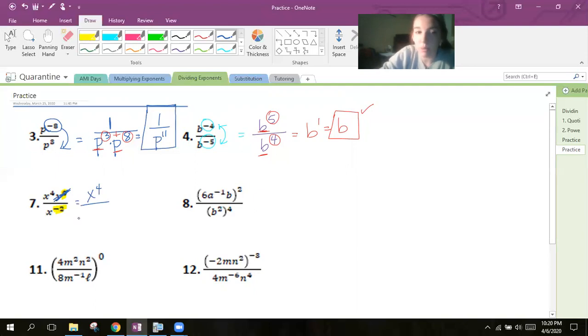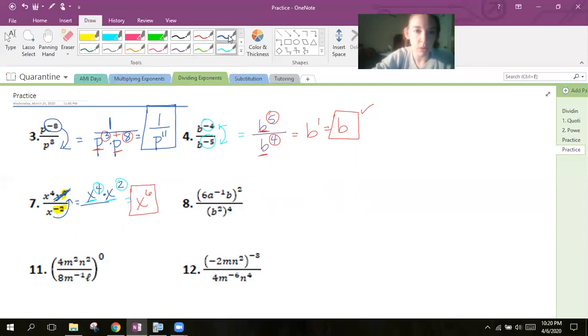Since it's a negative exponent, we're just going to move it to the numerator. So that's going to be x to the positive 2. So now I have x to the fourth times x to the second. I remember my rule. If I have the same base, x and x, I add my exponents together. So that would be x to the 6th power. Boom. And that will be your final answer. Yay.